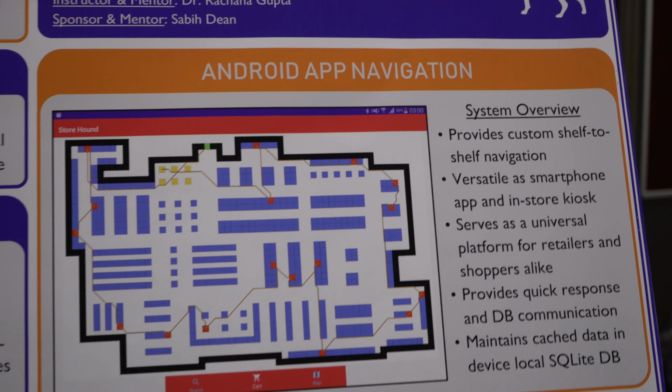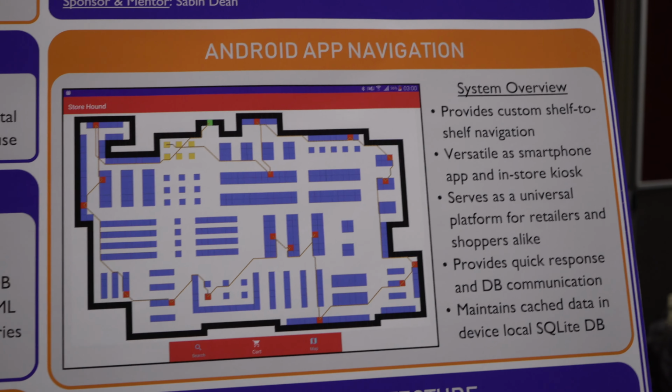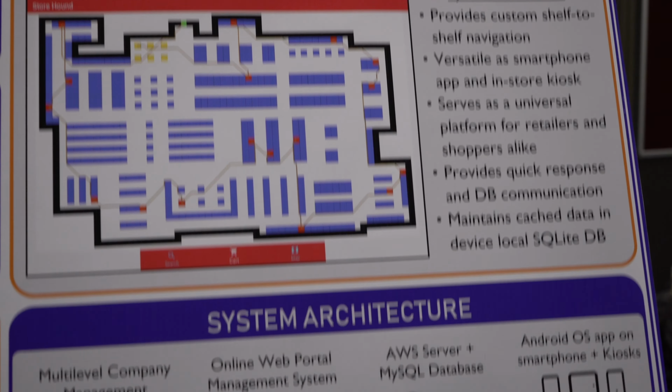And on your smartphone, you have a SQLite database that maintains all the cache data. And then finally, we have the Android application, completely built from scratch in Android Studio, that allows shoppers to select the store they want to shop at, search what items they want to shop for, add those items to their cart, and then finally get point-to-point navigation to all those items.